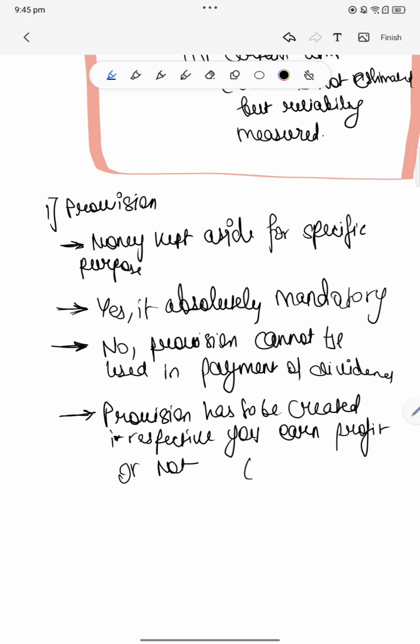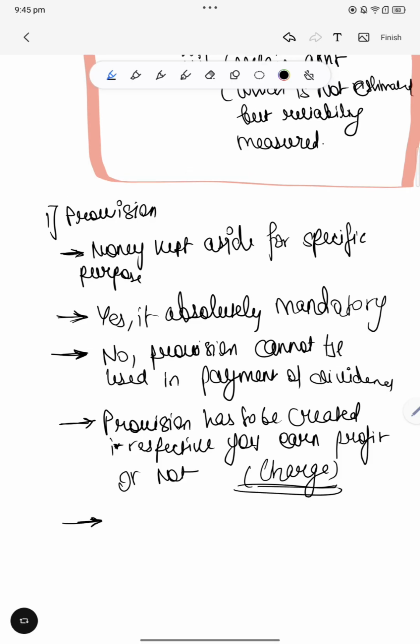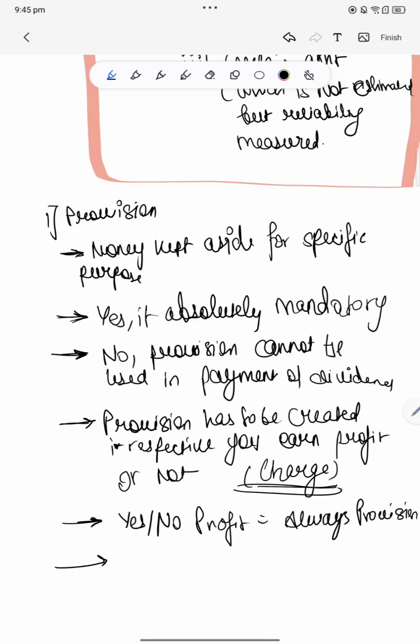That means it does not depend on profit. That means what is it? It is a charge. It is mandatory. It is a charge against profit. That doesn't mean if no profit, no provision. It means, if yes or no profit, I don't care, there is always a provision. Okay. Second thing, now since it is a charge, it doesn't depend on profit creation.